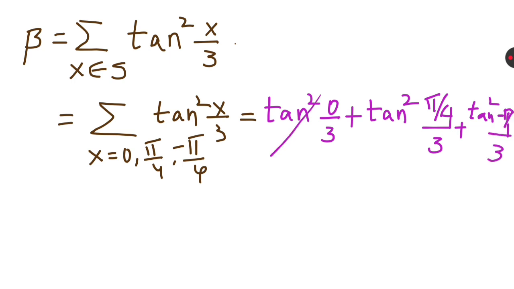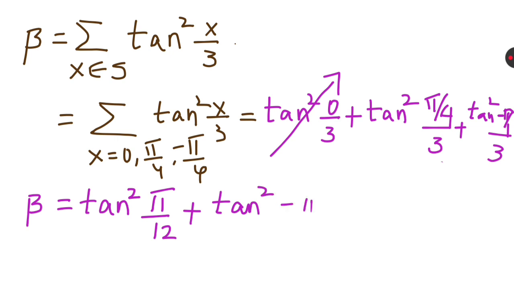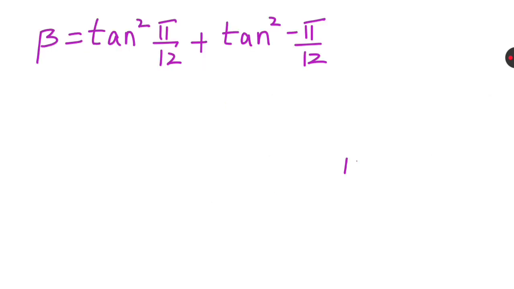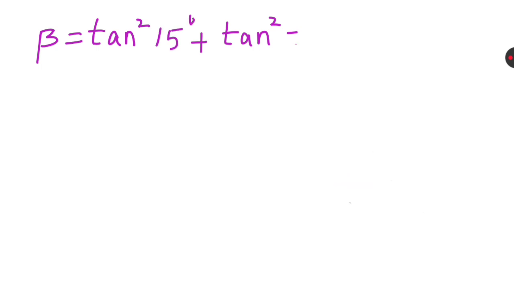And we know that tan 0 is 0. So the first term turns into 0. We need to check only the second and third terms. Tan square of pi by 4 over 3 is nothing but pi over 12, isn't it? Plus tan square of minus pi by 12. What is pi over 12? That means 180 over 12, which is 15. So pi over 12 is 15 degrees. So tan square 15 degrees, tan square minus 15 degrees.